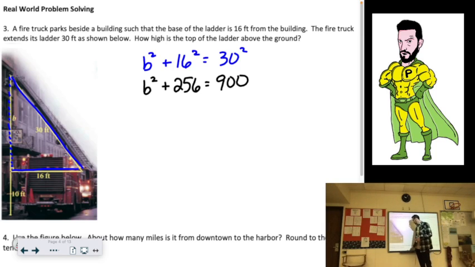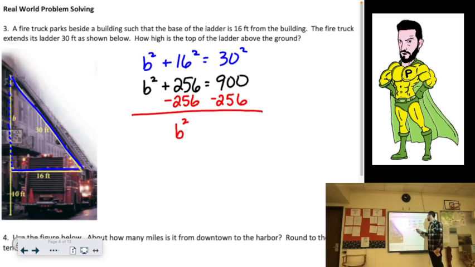Now think of your equations. If it just said b plus 256, you would subtract 256. We're going to do the same thing. Just because it's squared, that doesn't affect our steps yet. Minus 256, minus 256. B squared equals 644. Let me double check that. 900 minus 256, 644. So that's b squared.